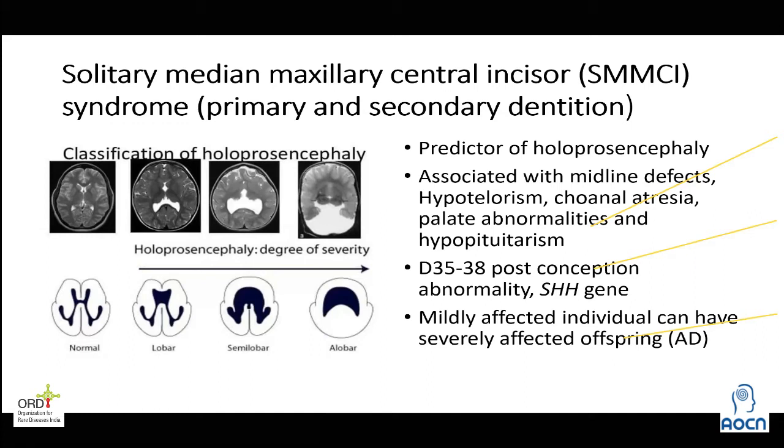And most times, if you have a familial occurrence, it's caused by the sonic hedgehog gene, which is inherited in an autosomal dominant pattern. Why is it important? Because somebody as mildly affected as the boy that we saw can have an offspring with very severe holoprosencephaly, which may end up in early death, or very severe intellectual disability. So it's very important to pick up right from a single central incisor.